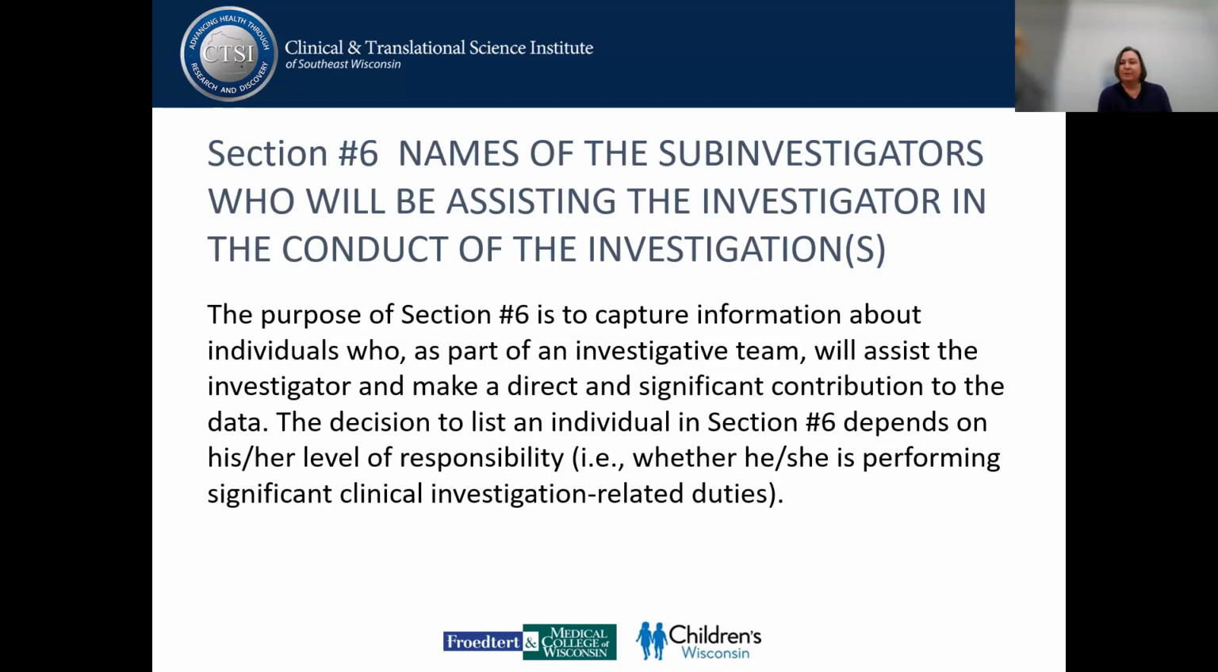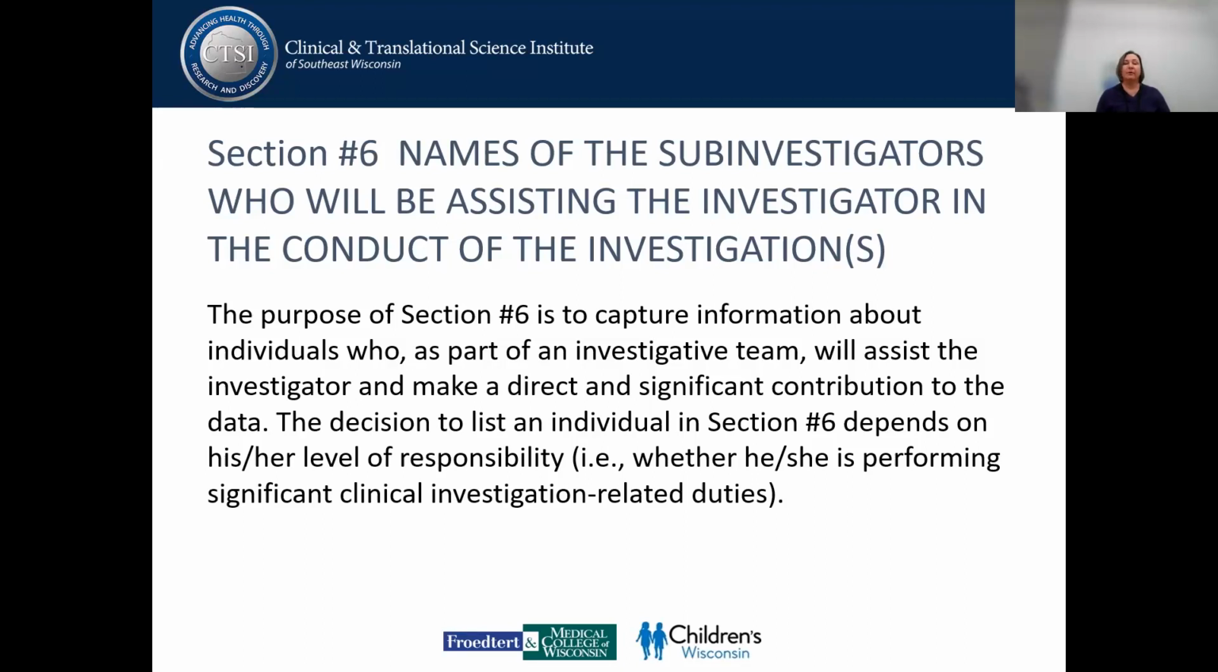And 21 CFR 312.53(c)(1)(viii) requires the investigator to provide a list of the names of the sub-investigators who will be assisting the investigator in the conduct of the investigations. So basically what we're looking at is, is there someone who is directly involved in the performance of the procedures required by the protocol and the collection of data? Then that person should be on the 1572.